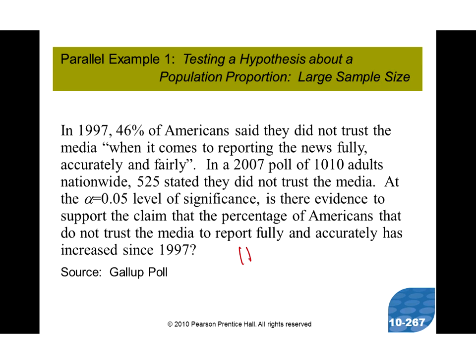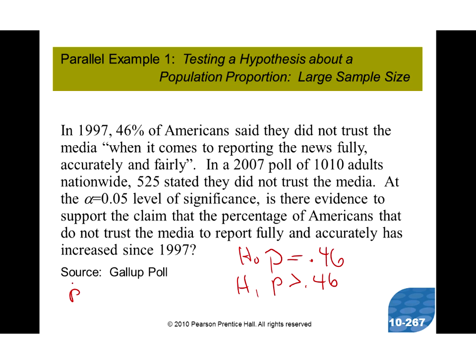So let's write our H0. You always need to write your hypothesis. And instead of mu, we're going to use P. H0: P equals 0.46, and H1 is that P is greater than 0.46.